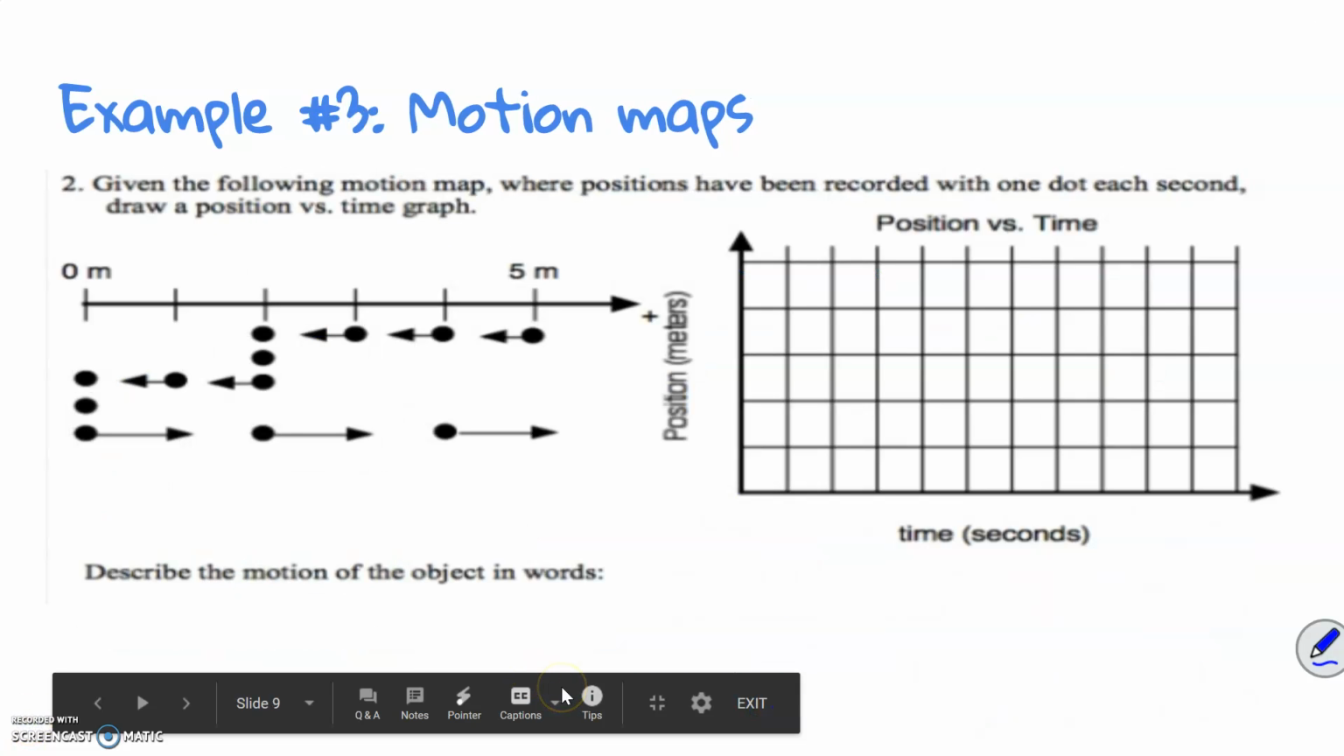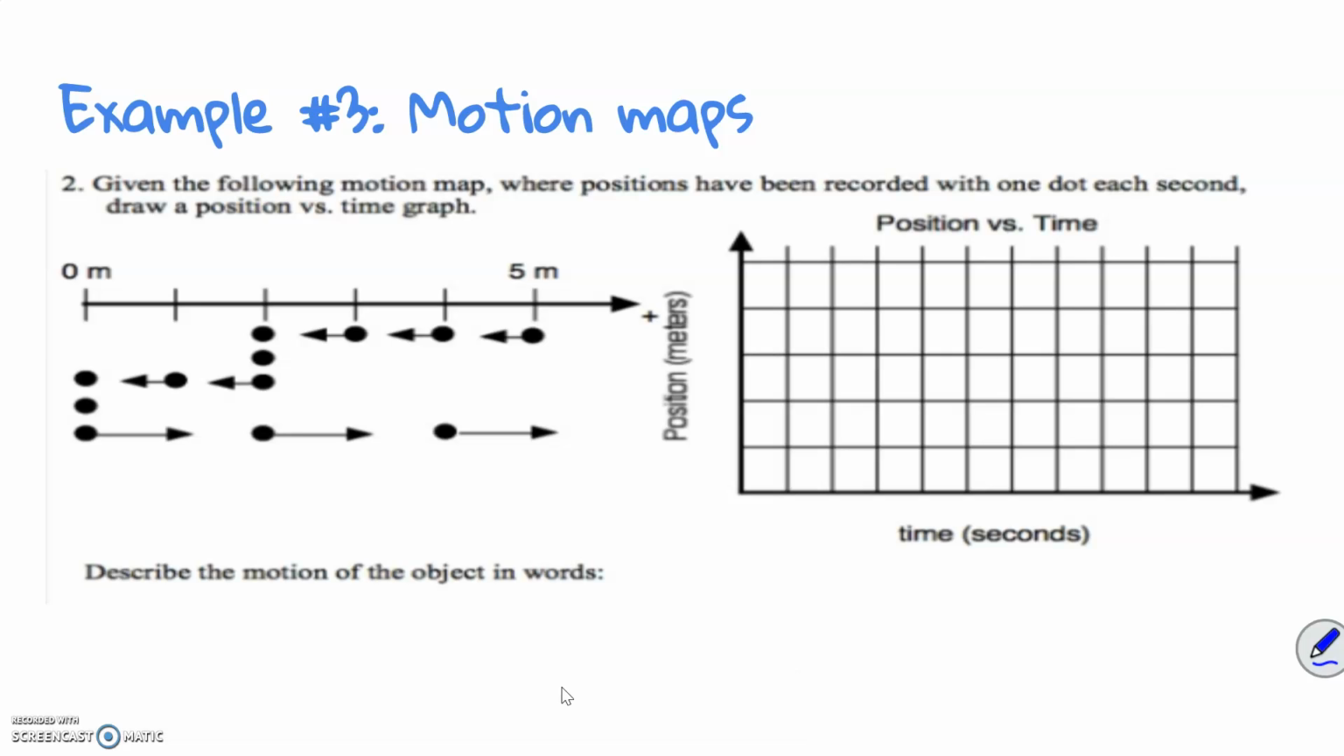The next example, number 3, motion map. We have a motion map. Now we're going to do a position time graph, and then we'll do a verbal description. So this is our start right here, and this is the end. So to look at that, you need to figure out what that is. So it looks like we need to put some times on here.